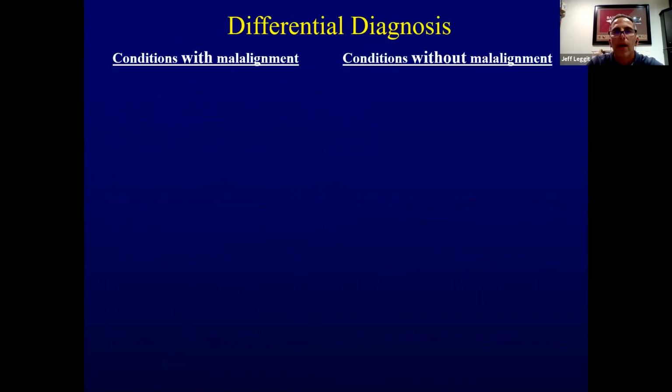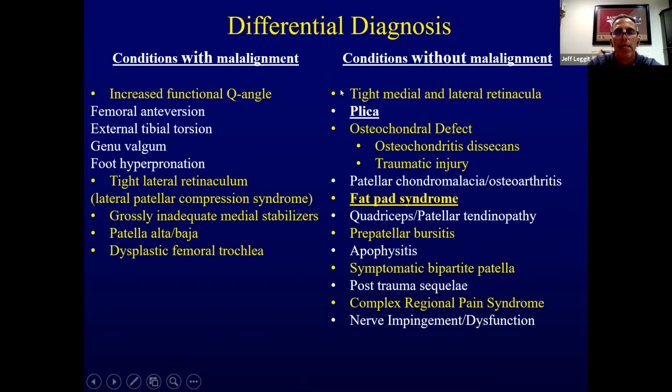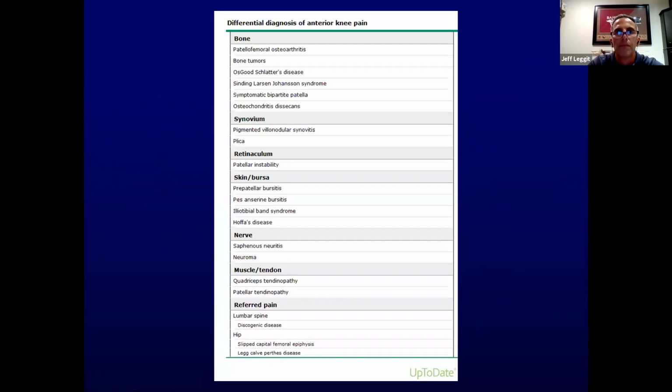So the way that I think about patellofemoral pain syndrome, my differential, is conditions that have malalignment or conditions that don't have malalignment. And I know this can be intimidating, but to me, this kind of helps. And so we're going to talk about these conditions that present with a malalignment, and then the ones that don't have a malalignment. And so we'll discuss those a little bit further.